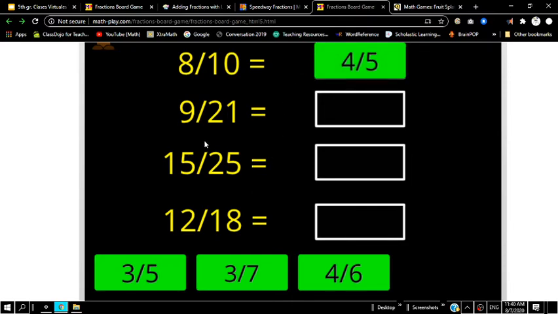9/21. Well, I know that 9/21 can be easily simplified by dividing both sides by 3. 9 divided by 3 is 3, and 21 divided by 3 is 7. So my final answer is going to be 3/7. Okay, you kind of understand the idea of that game.